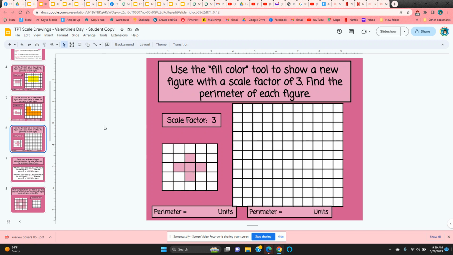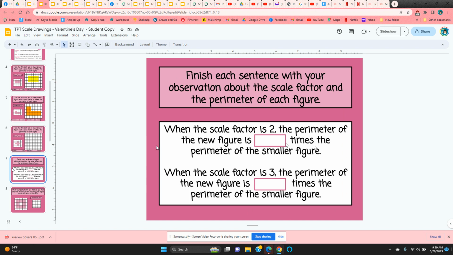Now, the next figure is a little bit more difficult. They're going to do the same thing again. And at this point, they should be able to predict what the perimeter is going to be. Slide 7 is just a review. They're just going to type in when the scale factor is 2, the perimeter of the new figure is 2 times the perimeter of the smaller figure. If the scale factor is 3, the perimeter of the new figure is going to be 3 times the perimeter of the smaller figure.